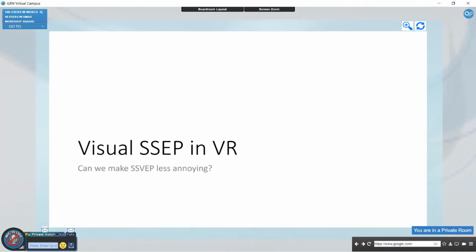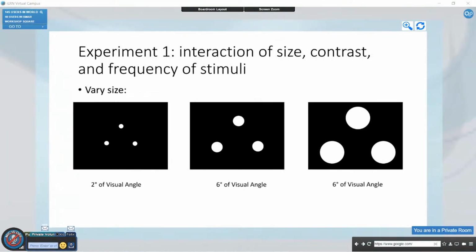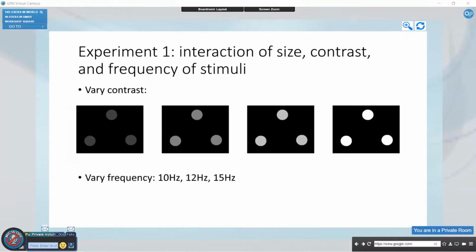Another dimension that's kind of similar is to look at the visual SSVEP in VR, and this is work that Hakeem did when he was here. And the question is, can we make SSVEP less annoying? These kinds of displays can be quite annoying, visually salient but annoying. And so what Hakeem played around with was changing the visual angle or the size of the object, and also the contrast and the frequency of the stimuli.